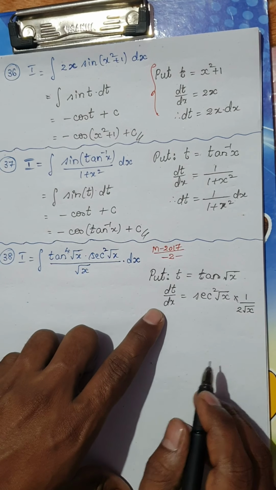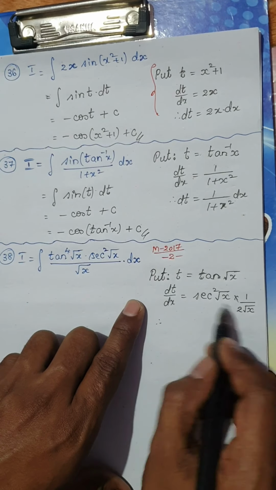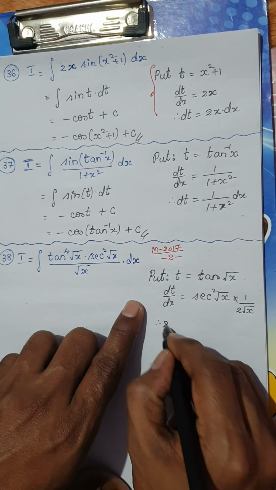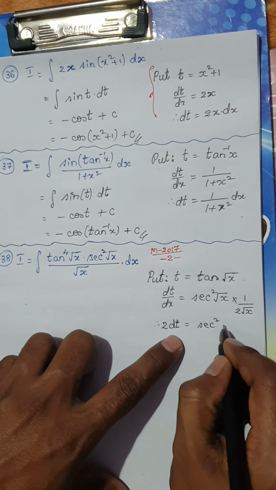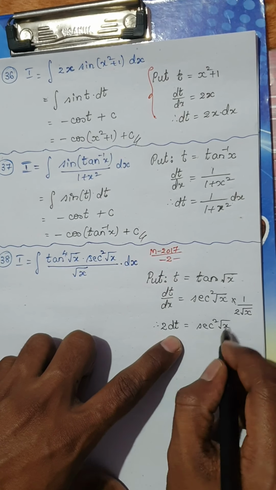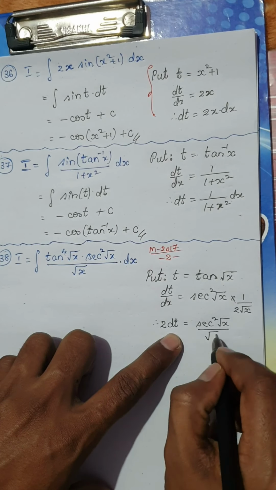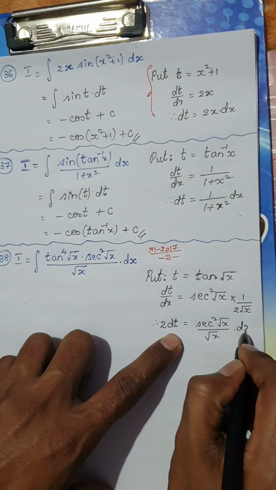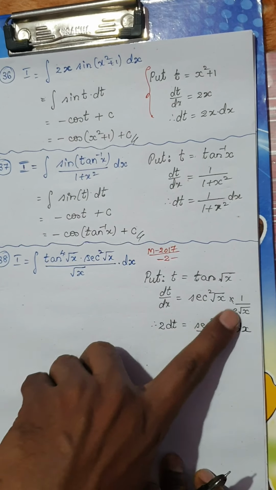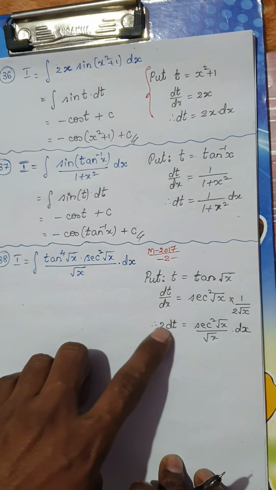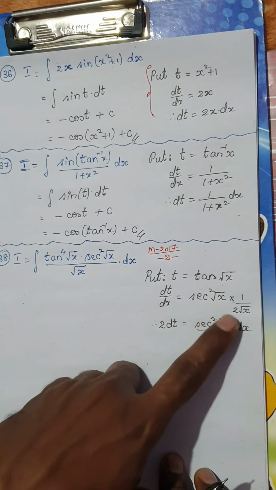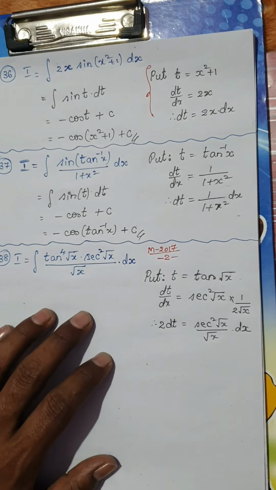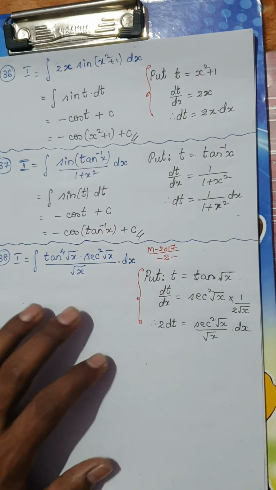Okay. So, finally what happens is, let me multiply 2 to the left hand side, I will get 2 times dt would be secant square root x divided by root x into dx. Please be careful, this 2 is multiplied here, so only 2 dt is remaining. I have secant square root x divided by root x into dx, and this is my substitution part.